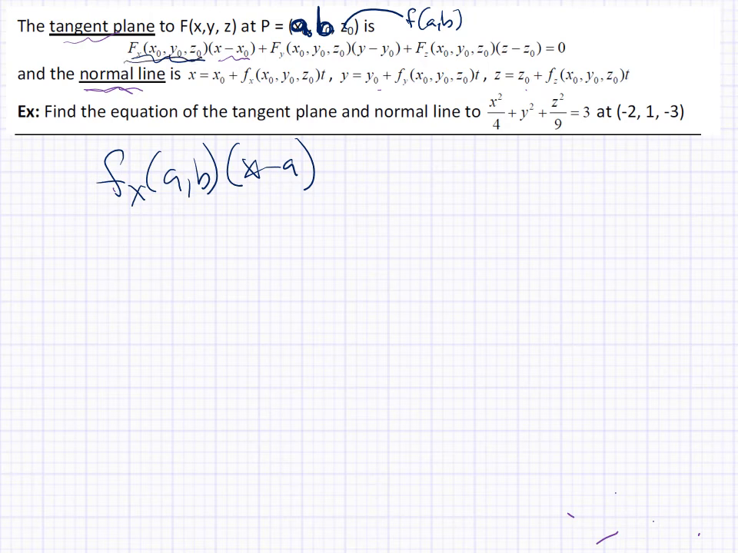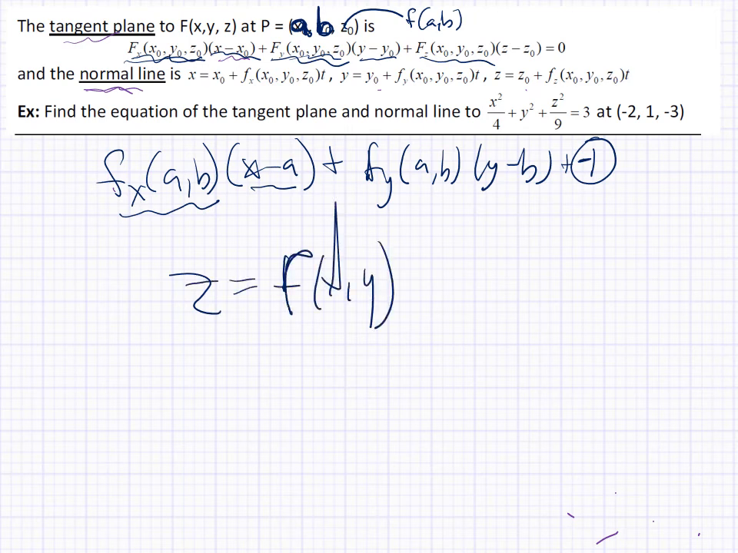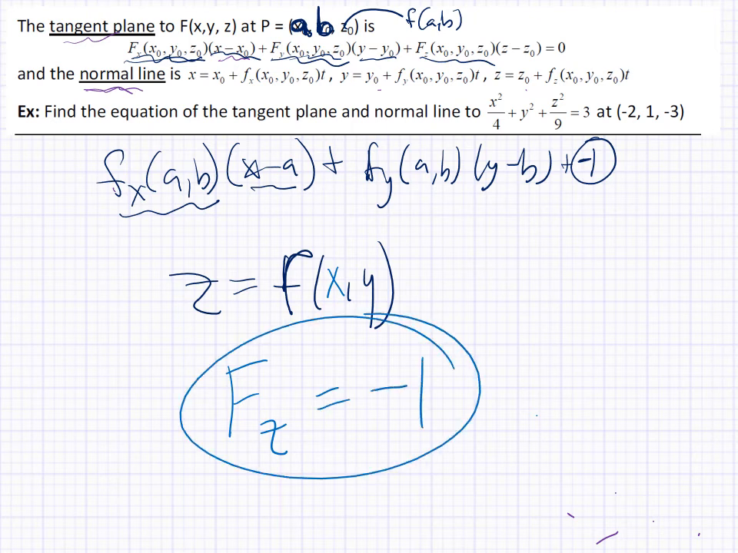So this first piece is really this times x minus a. This piece right here is fy at (a, b) times y minus b. Again, same thing, just using different notation. And then this last one, like I said, that fz is really -1 a second ago when you're in explicit form. fz is -1, which is really this derivative moved to the other side.